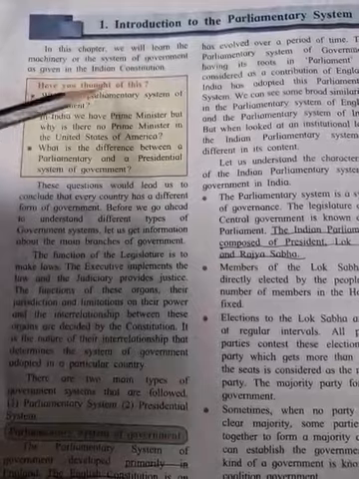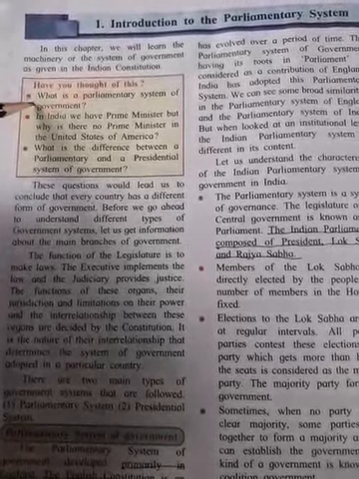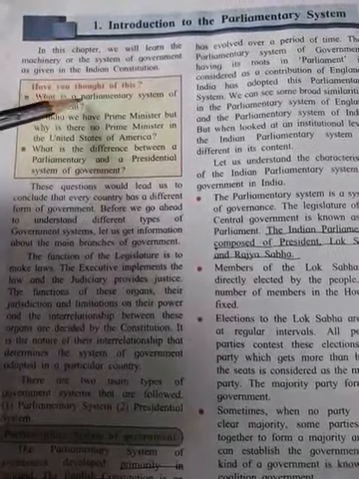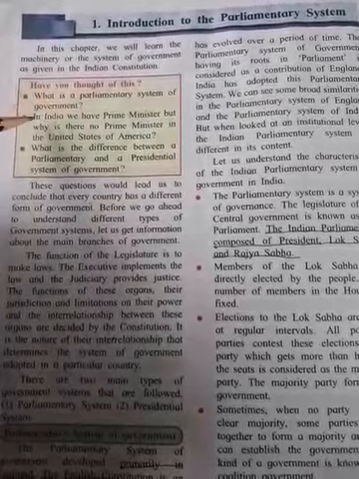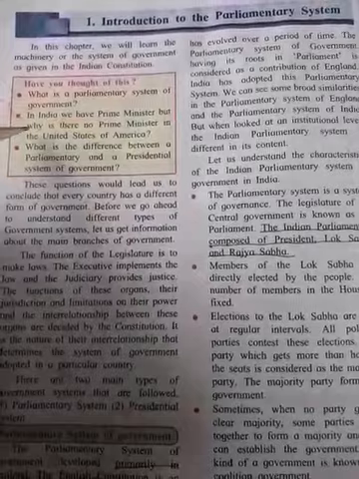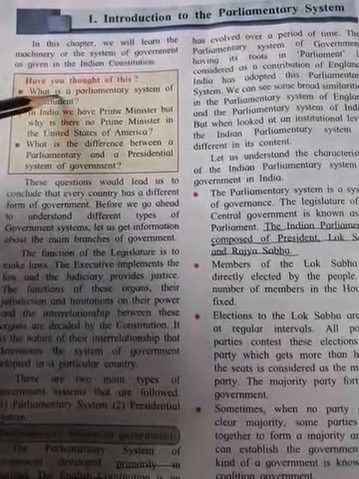Have you thought of this? What is a parliamentary system of government? What is meant by the parliamentary system of government? It's a question they ask. Then in India we have a prime minister. But why is there no prime minister in the United States of America? This question you have to know.